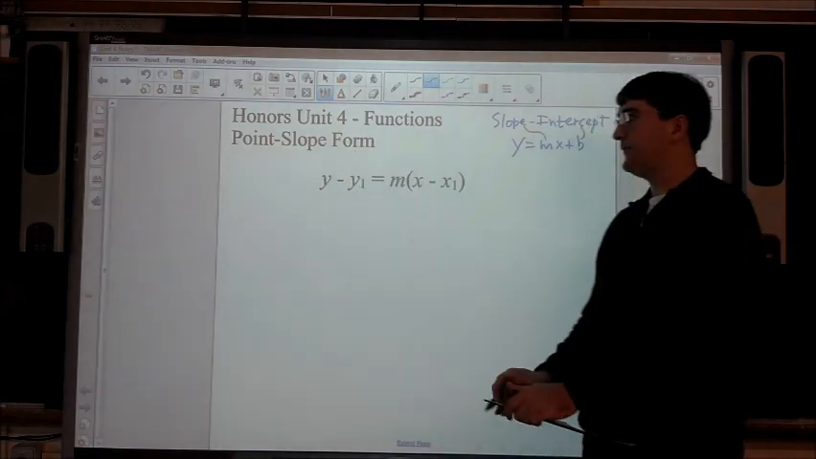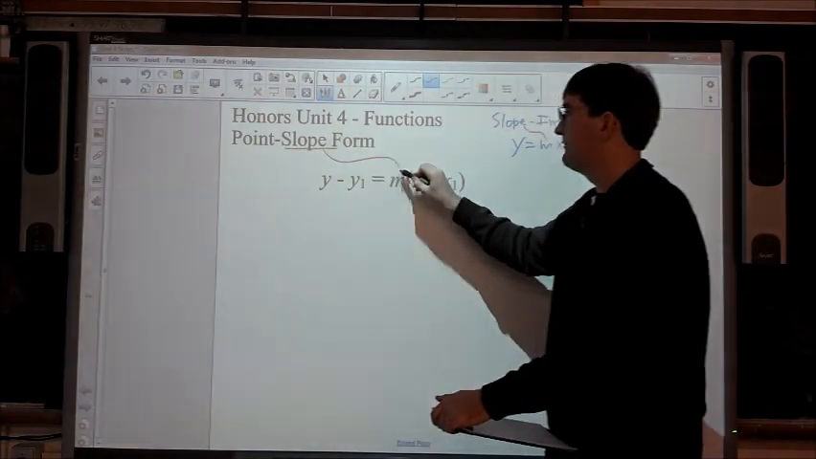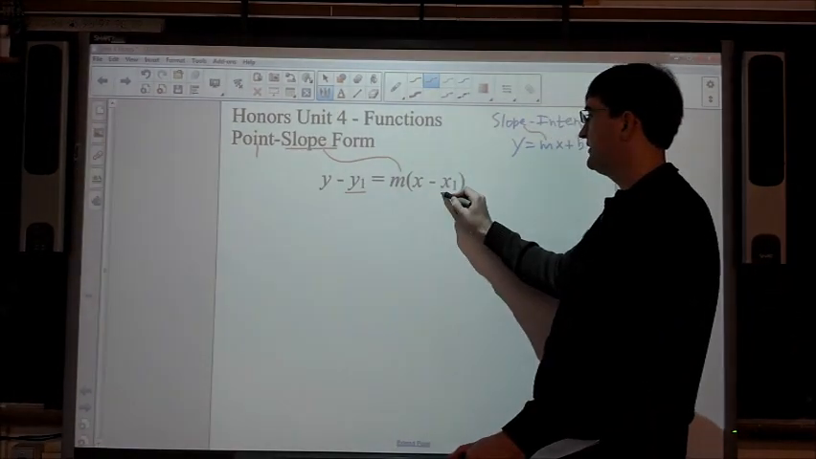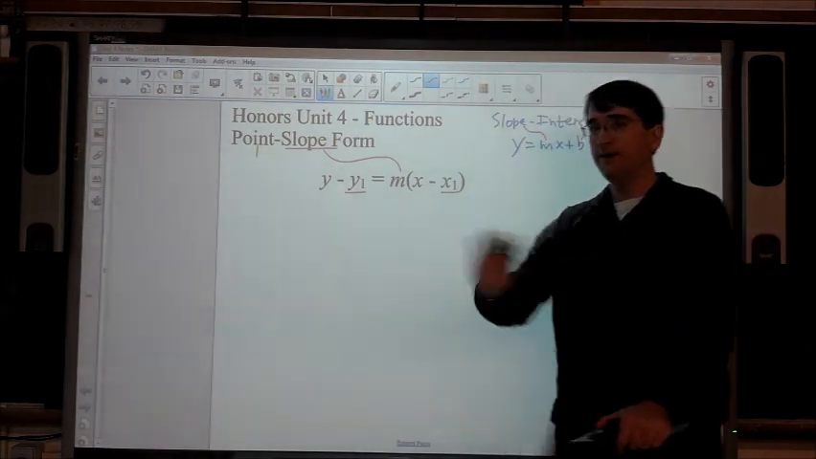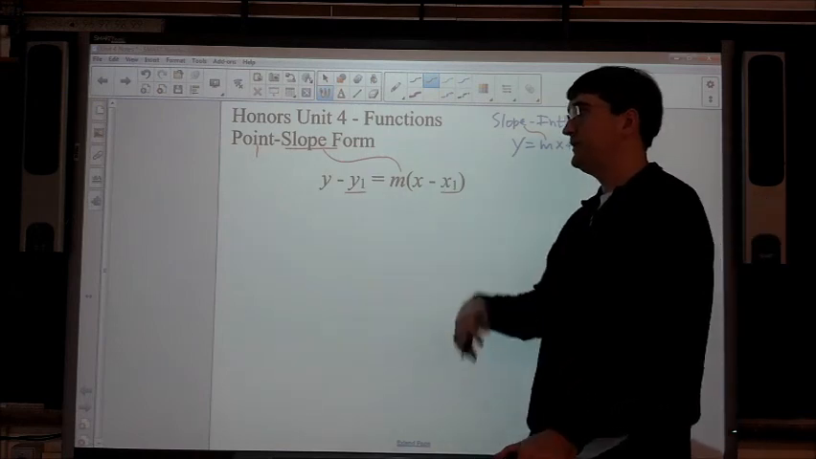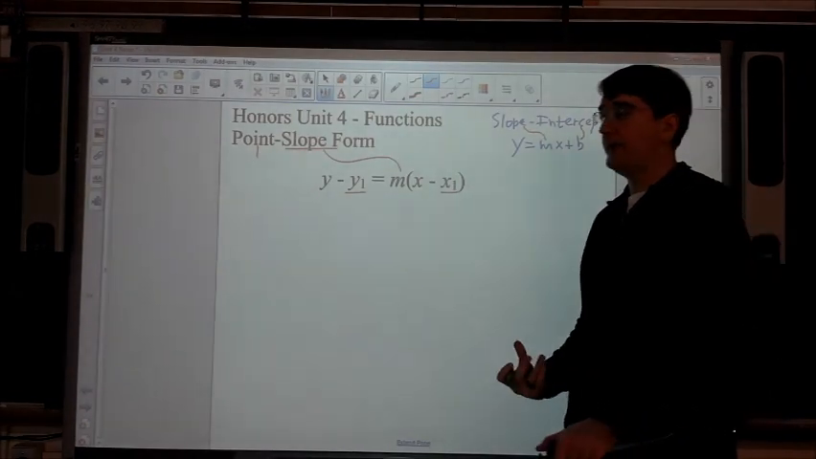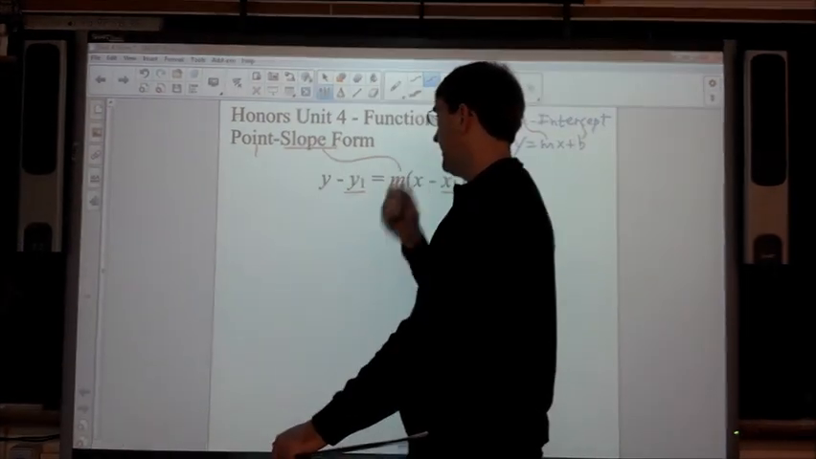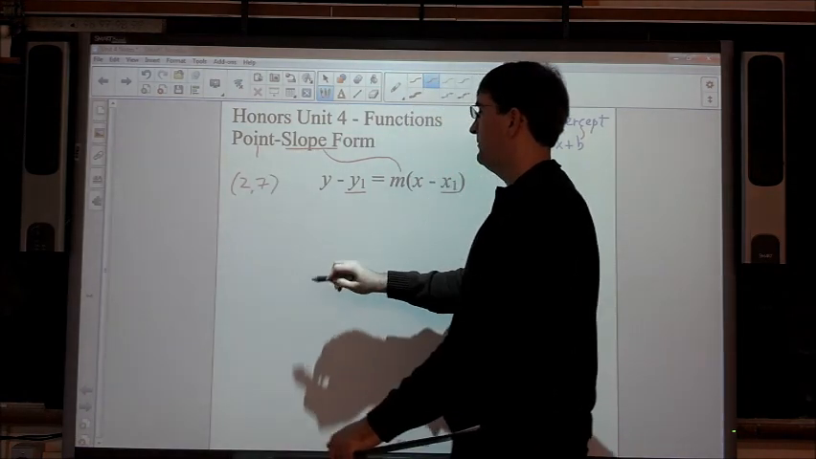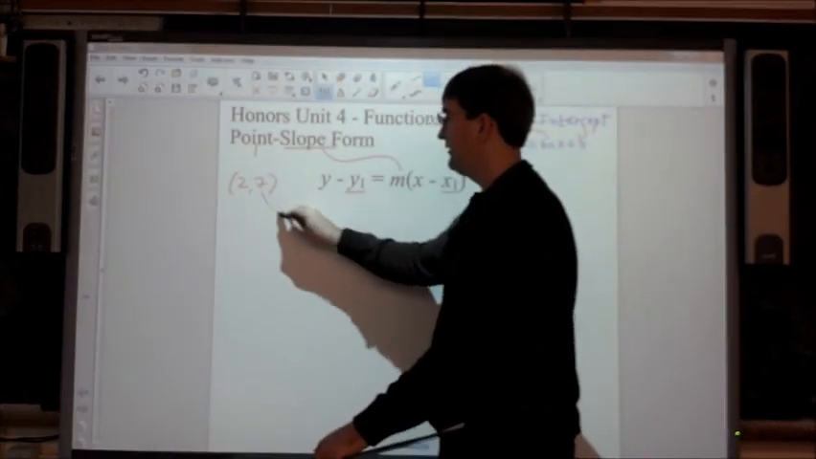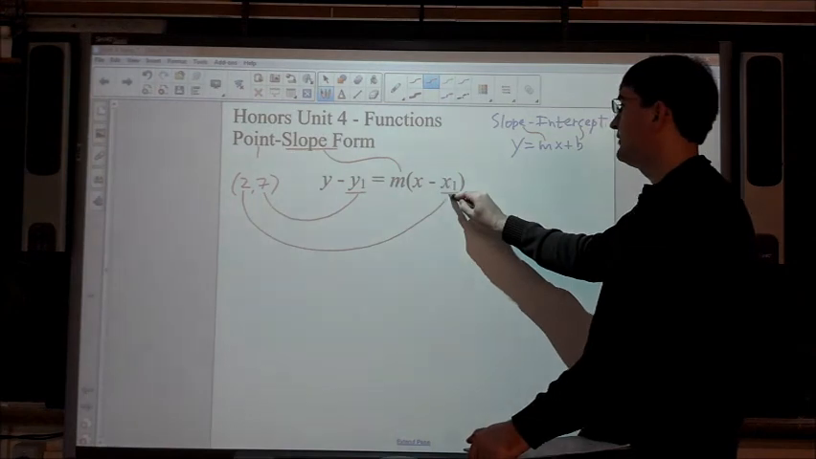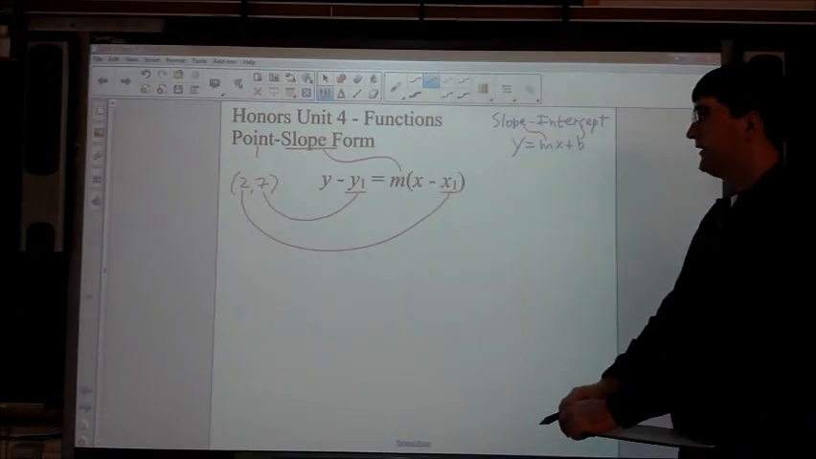When we have point slope form, well, we have the slope still, so we still have an m, but we also have a point. And the point is defined by these two things, y1 and x1. The x and the y, they stay x and y. Those are the x and y that we would use here. But the x1 and y1, they correspond to an actual point on the graph. So if I had the point, say, 2, 7, then my y-coordinate is 7, and so I would plug that one there. My x-coordinate is 2, and so I would plug that one in right there.